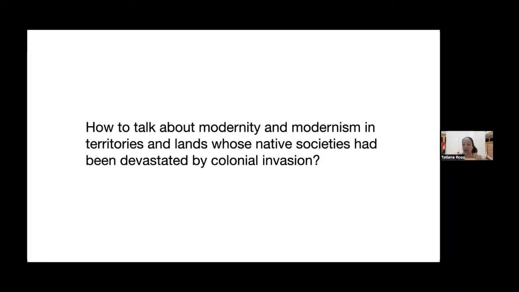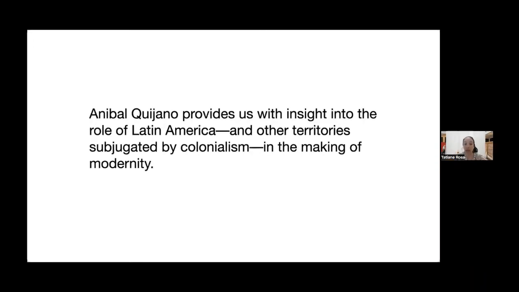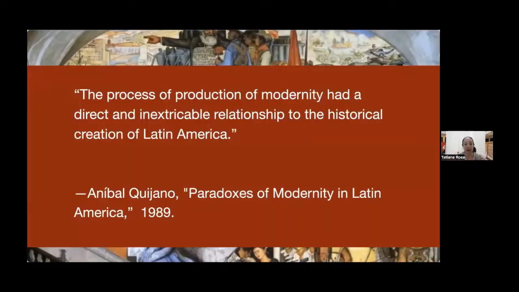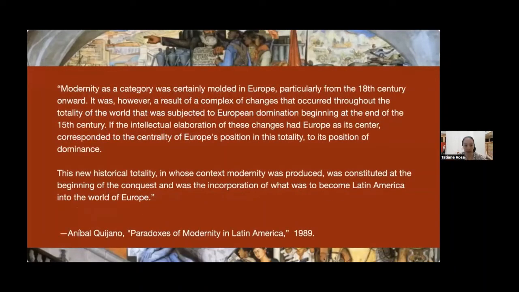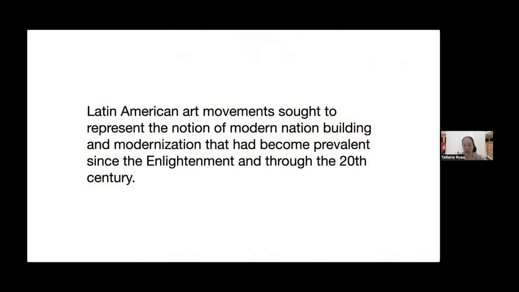And I'm going to skip this because it's more about theories of modernity. So Latin American art movements, such as Mexican Muralism and the Anthropophagic Movement in Brazil, sought to represent a notion of modern nation by building on modernization that had become prevalent since the Enlightenment and throughout the 20th century. So they were trying to think about both the modernization of their countries, right, the industrialization of their countries, but they also had to grapple with the history of colonial conquest and invasion.